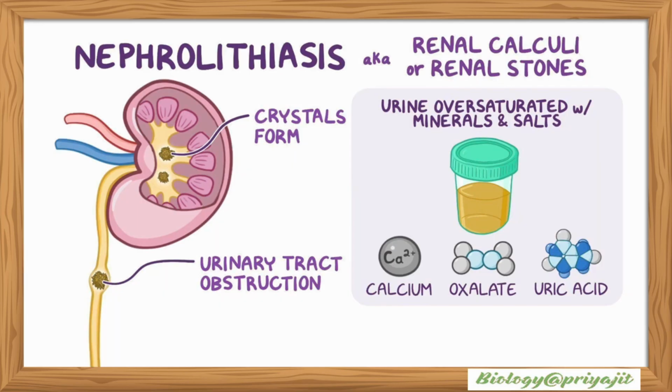This image illustrates nephrolithiasis, also known as renal calculi or kidney stones. Inside the kidney, crystals form when the urine becomes oversaturated with minerals and salts such as calcium, oxalate and uric acid. These crystals can grow into stones and either remain in the kidney or move down into the ureter. When stones block the urinary tract, they cause urinary obstruction, leading to severe pain, renal colic, blood in urine, or infection. In summary, the diagram shows how excess minerals in concentrated urine lead to crystal formation, stone growth, or obstruction in the urinary tract.